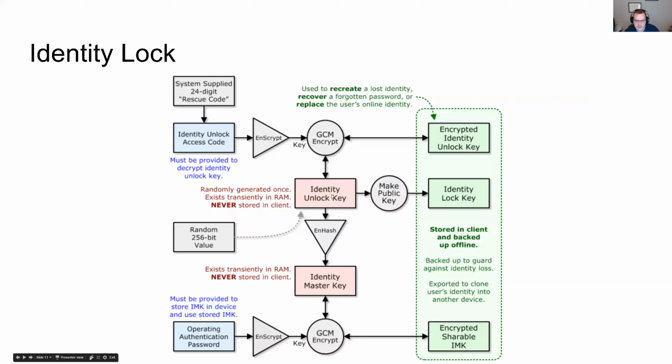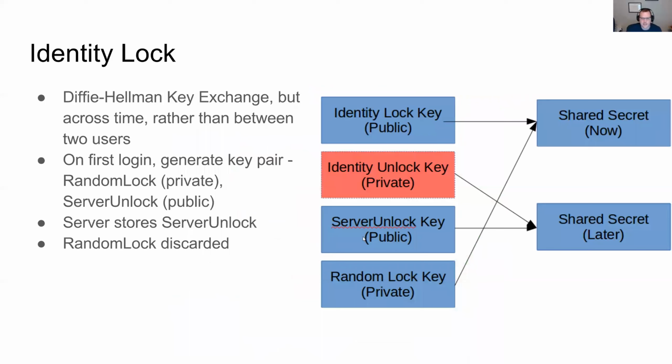This key is basically a random number that we're going to treat as a private key, and we make a public key from it. So we have a key pair here. The identity unlock and lock keys are a private and public key pair. The identity lock key is stored in the client and used regularly. The fact that we have this offline identity unlock key is the key to this feature.